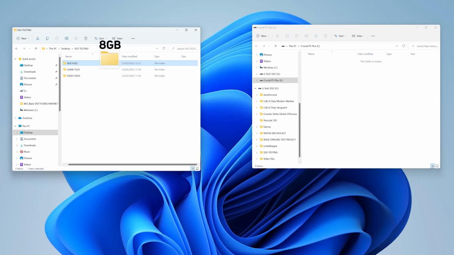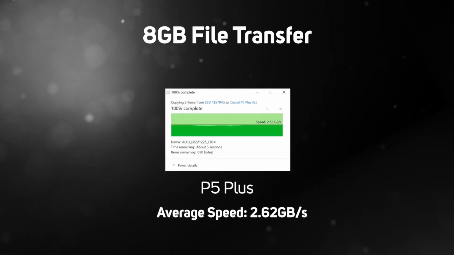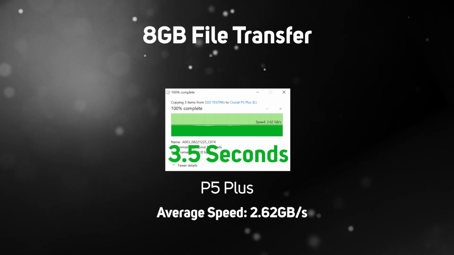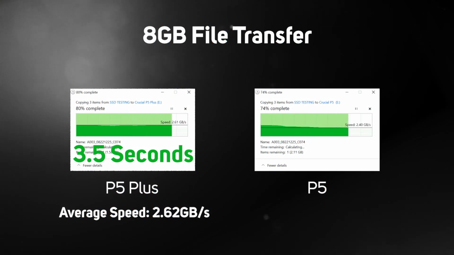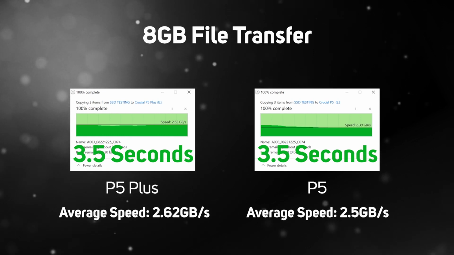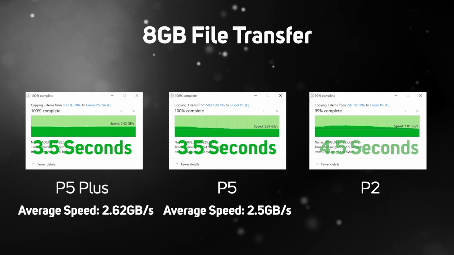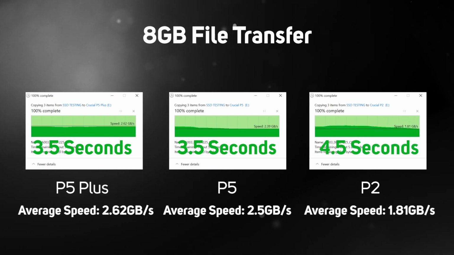We then tested this drive with something a bit more real world and copied two video files over from our system drive to the P5 PLUS. These files equated to approximately 8GB, and the average speed here was around 2.62GB/s, meaning a total transfer time for 8GB was just 3.5 seconds. Compare that with the Gen 3 P5 tested in the same PC, we actually see that there's no difference in the overall transfer time. And this is due to the memory chips being the same in the two models. Up against the P2 though, there was a significant speed increase, with the P2 only offering 1.8 average speed.